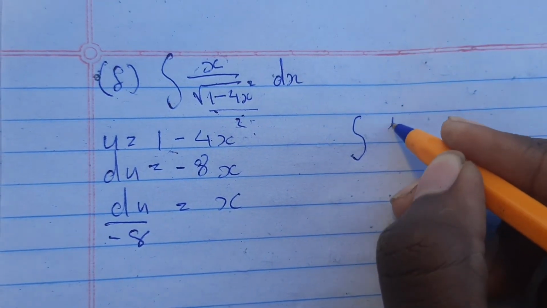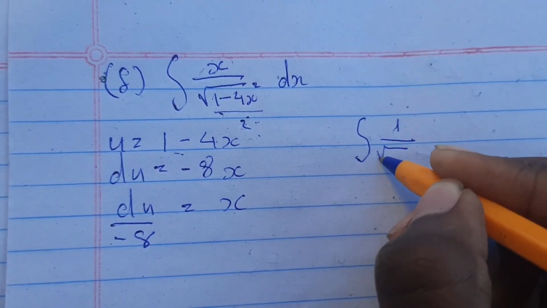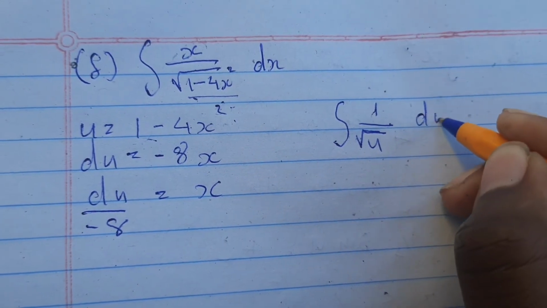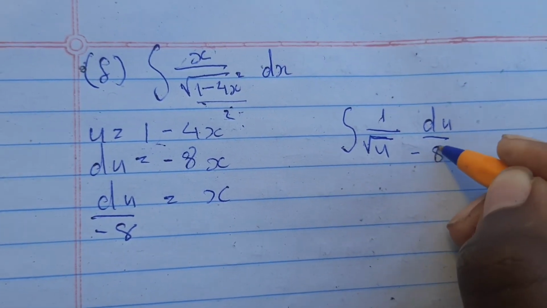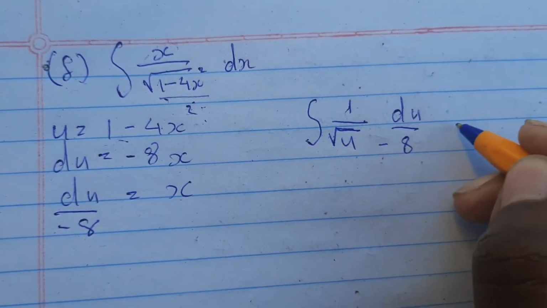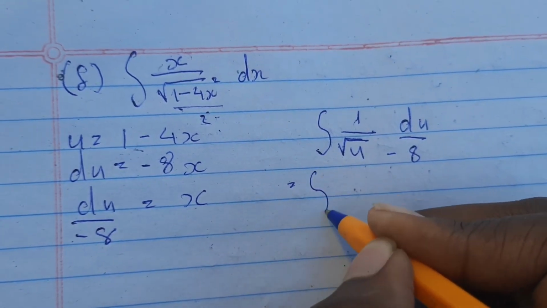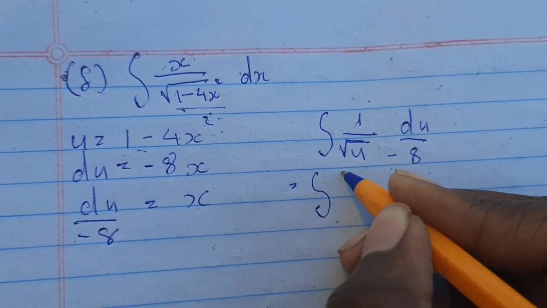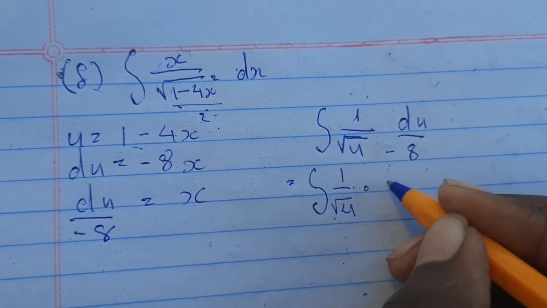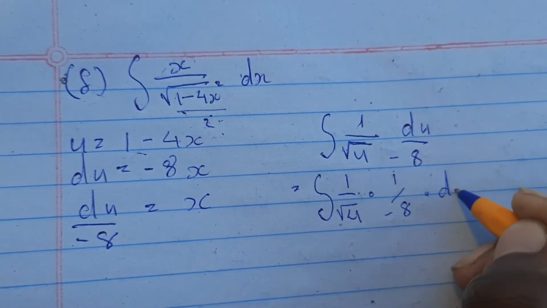So u is there, so it's 1 over square root of u, and then du over negative 8. So here's the thing, we can simplify this a little bit more, right? We can say that is actually 1 over square root of u times 1 over negative 8 times du, right?